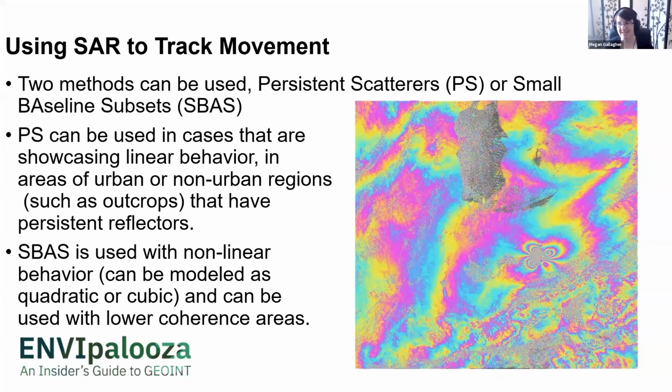PS can be used in cases that are showcasing linear behavior, so this is like urban or non-urban areas, such as outcrops that have these things called persistent reflectors, where we get very bright responses constantly. So PS is really best used in urban cases. And SBAS can be used with nonlinear behavior, which can be modeled as quadratic or cubic, and can be used in areas where there might be vegetation, or that are just not as urban for us to get information on.